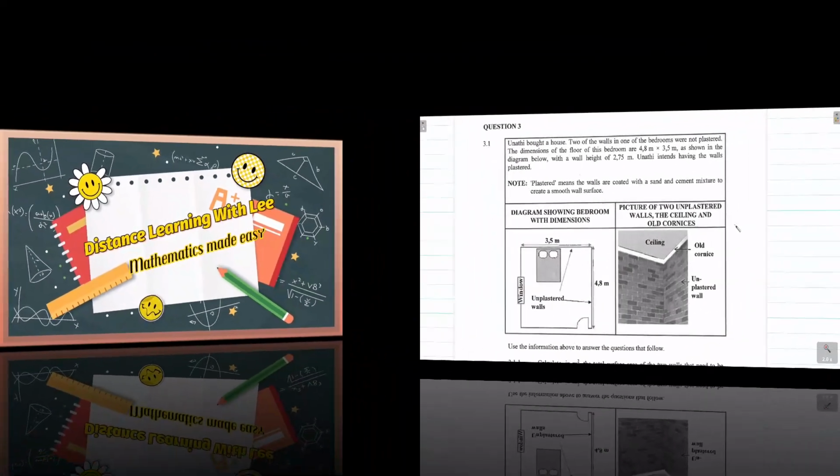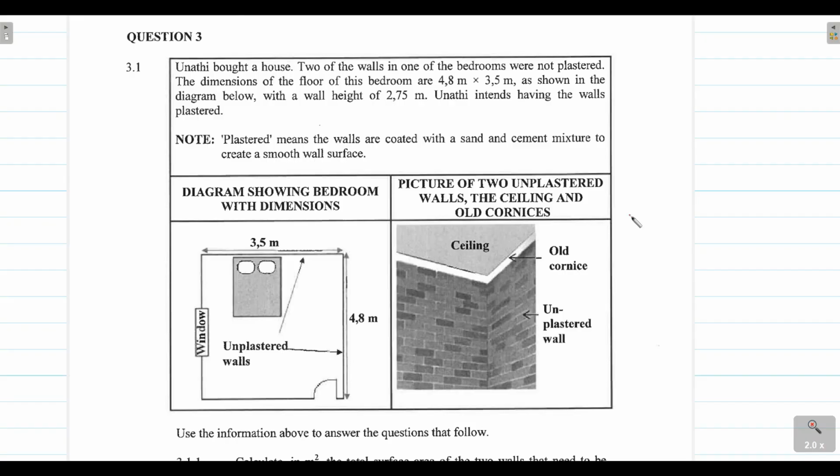Like I mentioned guys, in today's video tutorial we are going to be tackling question 3.1, and question 3.1 deals with measurements. So let's have a look. It says Unati bought a house. Two of the walls in one of the bedrooms were not plastered. The dimensions of the floor of this bedroom are 4.8 meters by 3.5 meters.